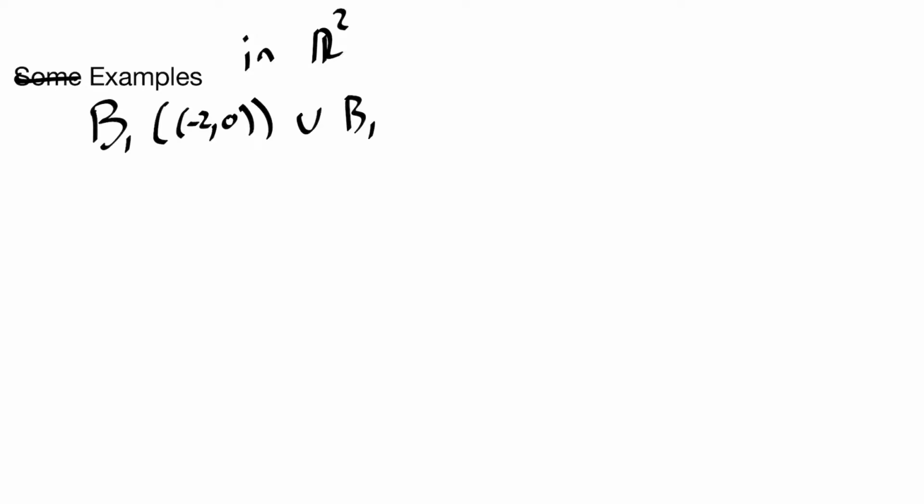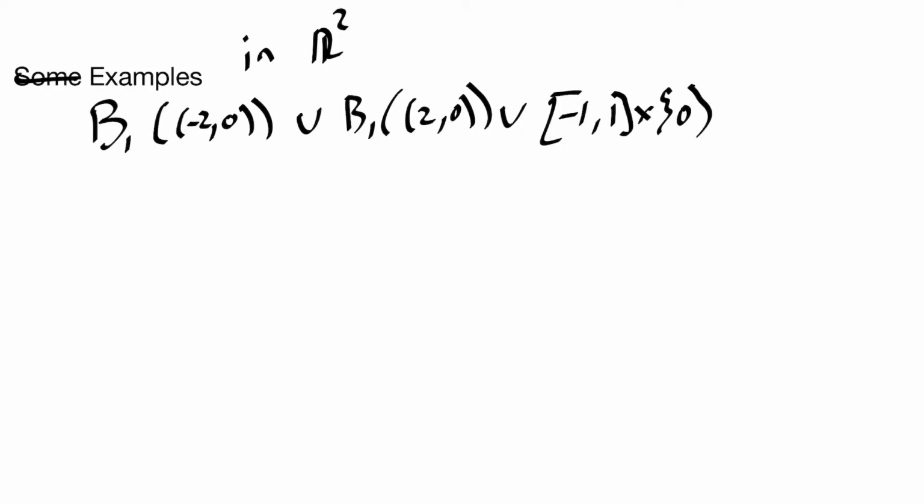And then I will union that with the ball of radius 1 about the point (+2, 0). And then I will union that with this line segment from -1 to 1 cross 0. So what does this -1 to 1 cross 0 mean? It means I take x from -1 to 1 and then add a y value of 0 to it.